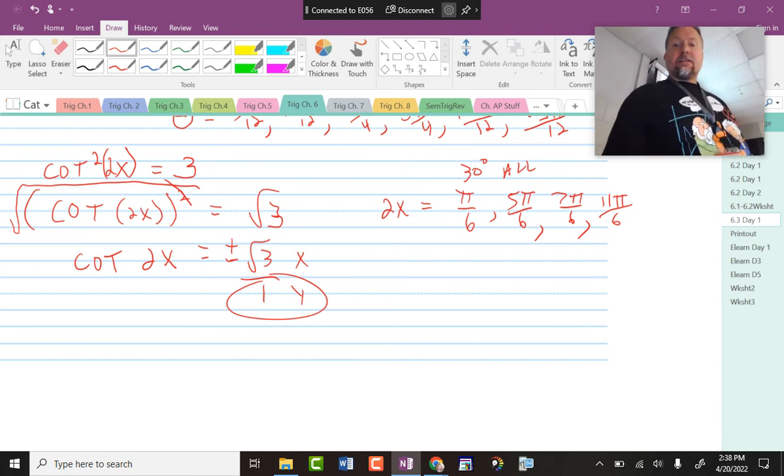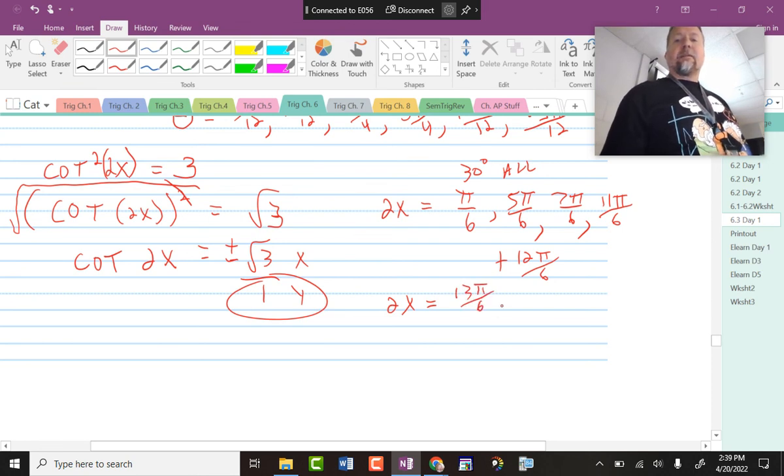12 pi over 6. Sometimes I write it like this. Now I have to take 12 pi over 6 and add it to all of these, and then write 2x equals for that little thing. And then I'll write the final answers there. Well, that's 13 pi over 6. Speed this up. This is 17 pi over 6. So it does take some writing.